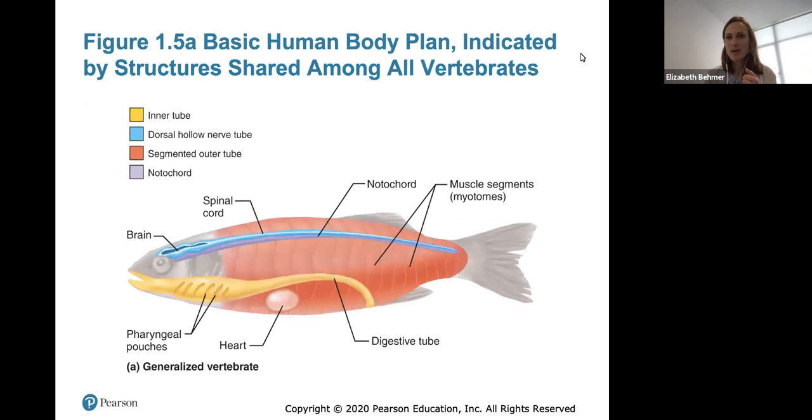The basic human body plan, indicated by these structures, is shared among all vertebrates. You have an inner tube, which is the digestive tube. The brain and spinal cord are the dorsal hollow nerve tube. The segmented outer tube is all the muscle segments. And then the notochord is also shown here. So this is the basic human body plan, which is shared among all vertebrates.